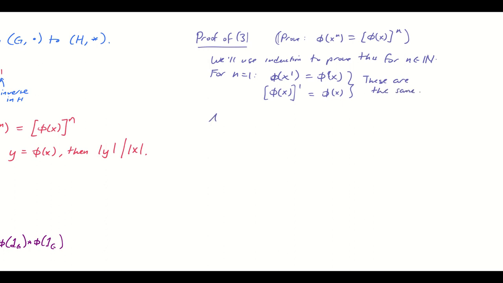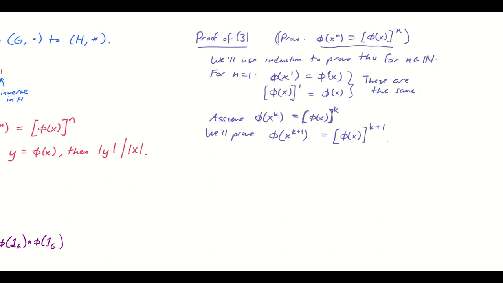All right, so now let's assume that this statement is true for n equals k. In other words, let's assume that phi of x to the k equals phi of x raised to the k. Let's put that in square brackets again. Okay, then we will prove that this equality here is true for n equals k plus 1. In other words, we're going to prove that phi of x to the k plus 1 is equal to phi of x, all of that raised to the k plus 1.